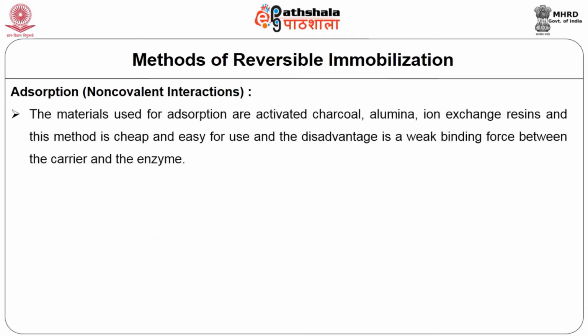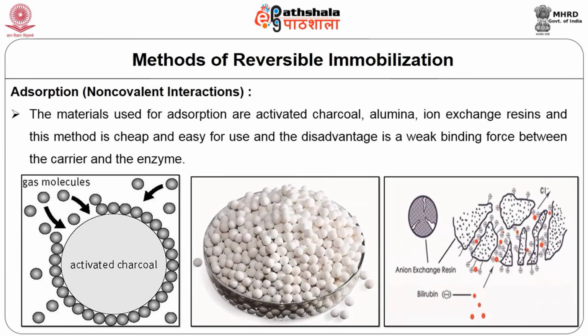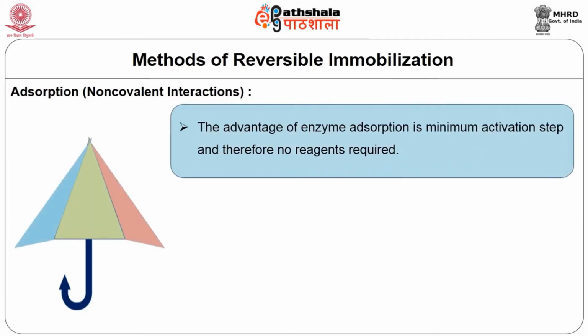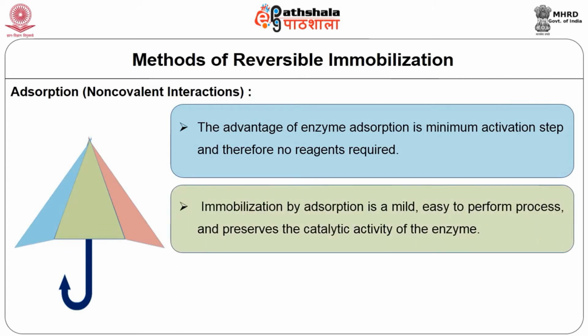The materials used for adsorption are activated charcoal, alumina and ion exchange resins, and this method is cheaper and easy to use. The disadvantage of this method is a weak binding force between the carrier and the enzyme. The advantage of enzyme adsorption is the minimum activation step and therefore no reagents required. Immobilization by adsorption is a mild, easy to perform process and usually preserves the catalytic activity of the enzyme.